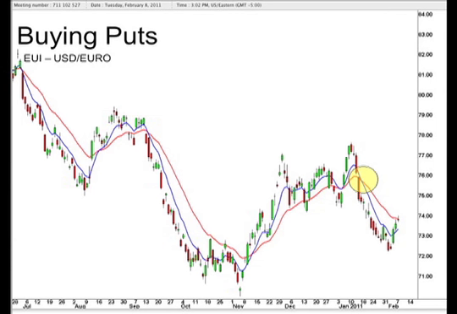Now, we want to always take into consideration what we would now be looking at as a support level.